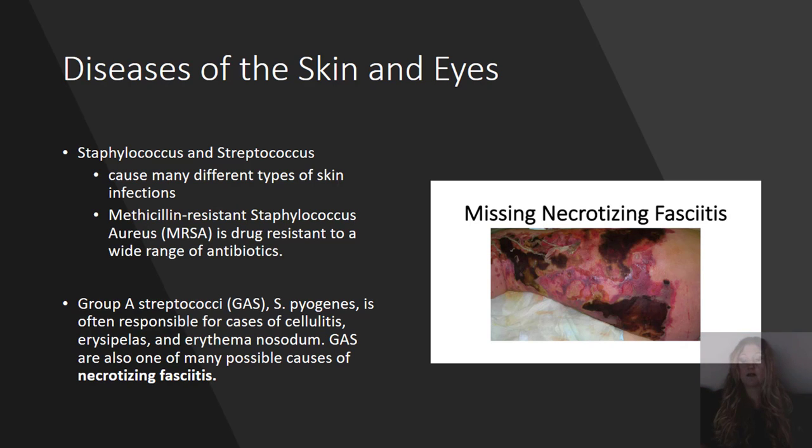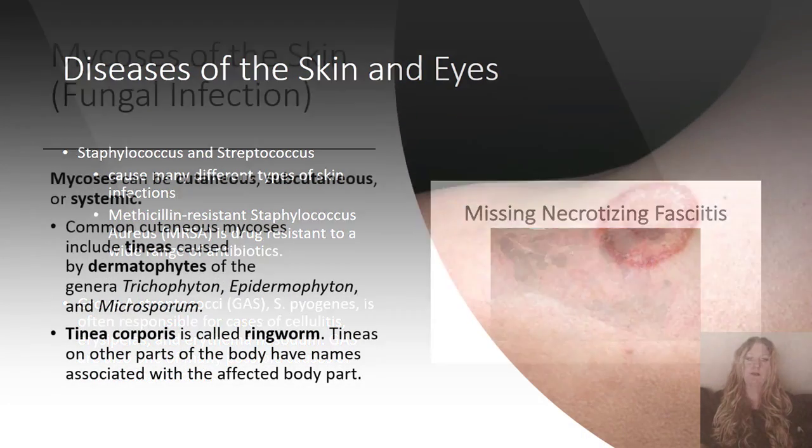Group A streptococci, or GAS, is often responsible for cases of cellulitis and is also one of the many possible causes of necrotizing fasciitis, like we see here in this photo.